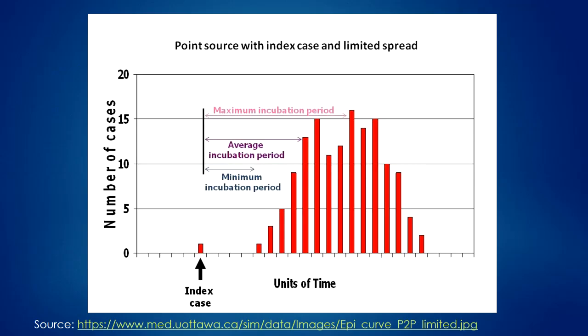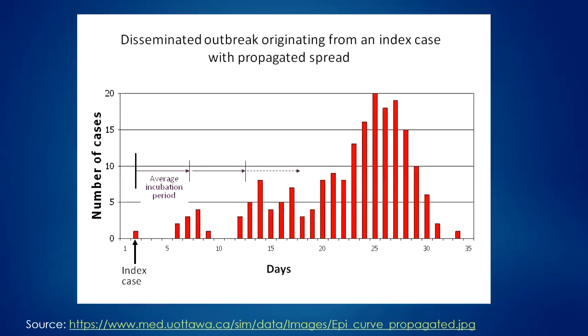And this slide shows a propagated epidemic where we have that index case, but instead of just one single peak on our curve, we see multiple peaks, and often they grow, as is shown here. So each person in that earlier peak may have started their own little epidemic curve, which means that more and more people are becoming sick.